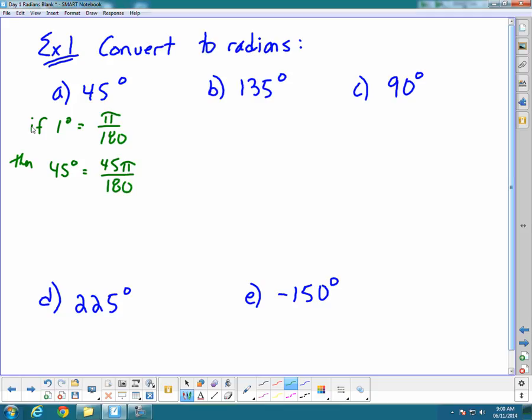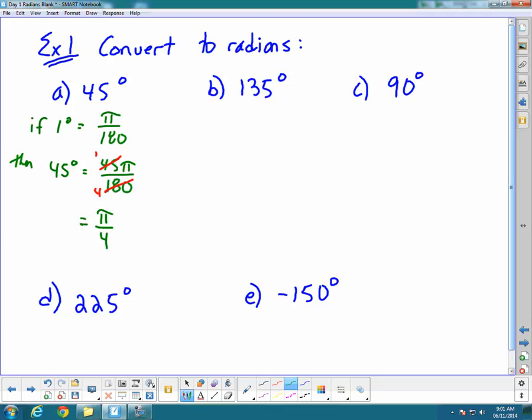And now that's a fraction that we can reduce. So how many times does 45 go into 180? 4 times, so it's going to be down on the bottom. So that's 1 and 4. And so what we say is that this is pi over 4.